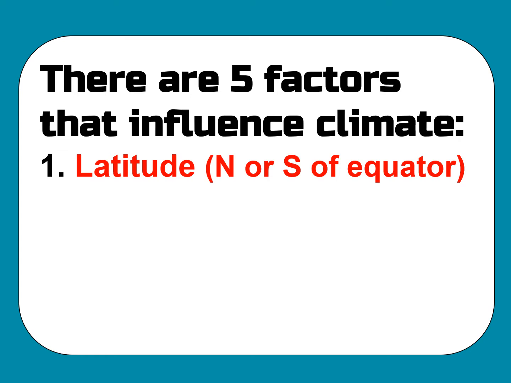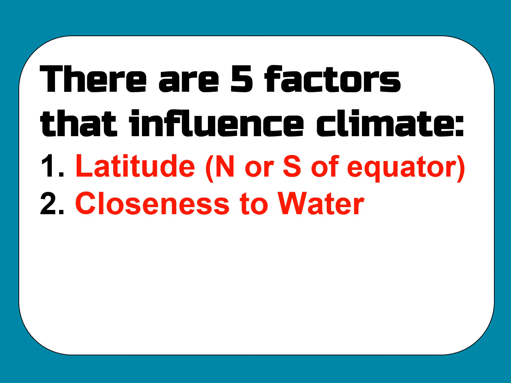The first one is latitude. That's your distance from the equator. If you start at the equator, your latitude is 0. If you go up, you're moving toward 90. If you go down, you're moving toward 90. So up and down, you're increasing your latitude, whether you're going north or south. Latitude is a big factor that influences climate.